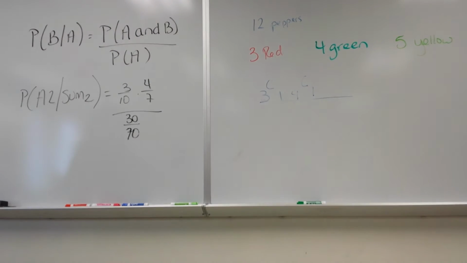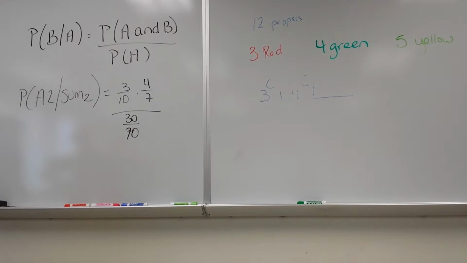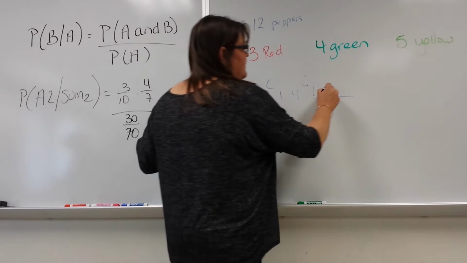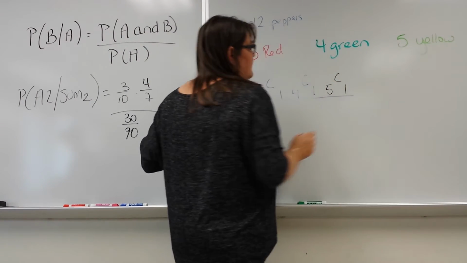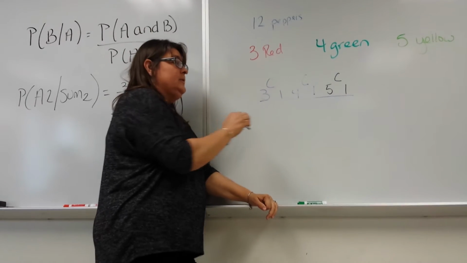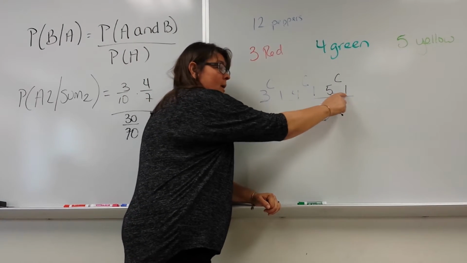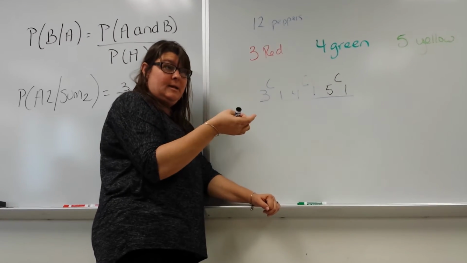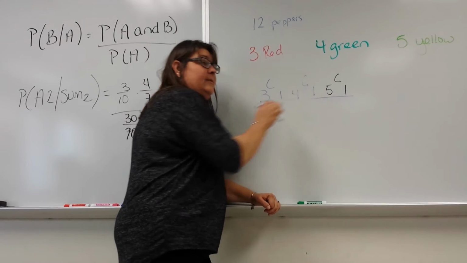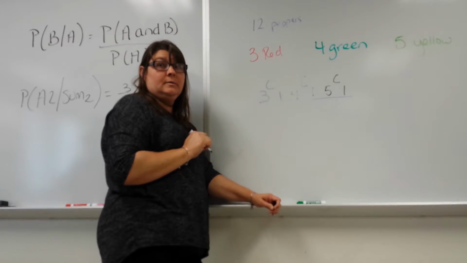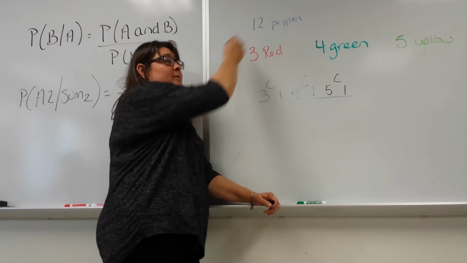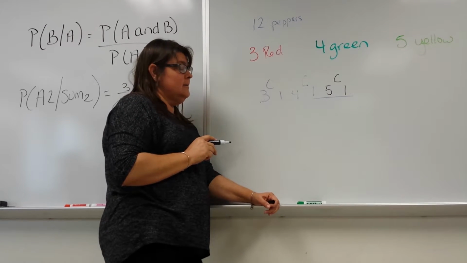Perfect. And we're choosing a total of 3, so then we need to do 5 yellow, choose 1. Those numbers on the end should all add up to 3. Right, the numbers here, 1, 1, 1, should add up to the total we're trying to pick. 3, 4, and 5 should add up to the total number of peppers we have. Does that make sense? Okay.